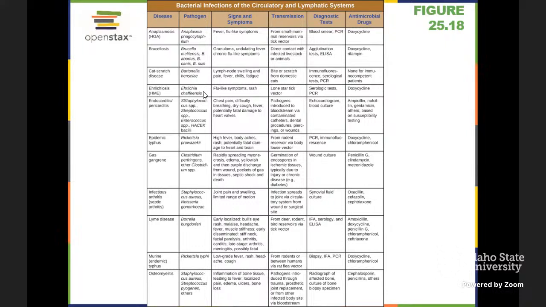Ehrlichiosis, Ehrlichia chaffeensis, more flu and fever situations with it. This one is transmitted by a different type of tick. These Lone Star ticks are more common in the southern portion of the United States. Lone Star makes me think Texas, but they're there. It's a Lone Star tick because on the back of the tick is a little shape that looks sort of like a star. All right, Lone Star tick.